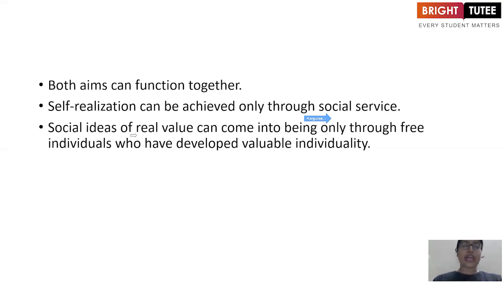In fact, social ideas which are of any value can come into being only through free individuals, that is, free-minded individuals who have flexible thinking and not rigid thinking, who do not have tunnel vision, but are very high in observation and in adjusting and adapting to different situations. So social ideas of real value can come into being only through free individuals who have developed valuable individuality. Again, there is a connection between social ideas and a person's own identity and individuality.